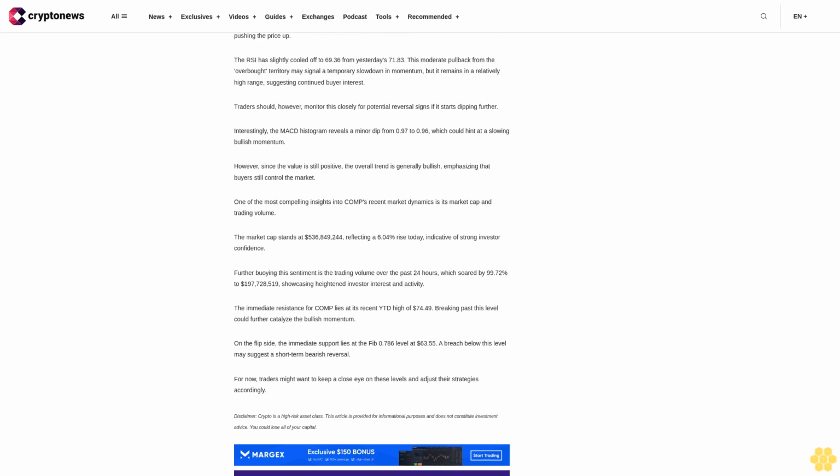The immediate resistance for comp lies at its recent YTD high of $74.49. Breaking past this level could further catalyze the bullish momentum. On the flip side, the immediate support lies at the FIB 0.786 level at $63.55. A breach below this level may suggest a short-term bearish reversal. For now, traders might want to keep a close eye on these levels and adjust their strategies accordingly.